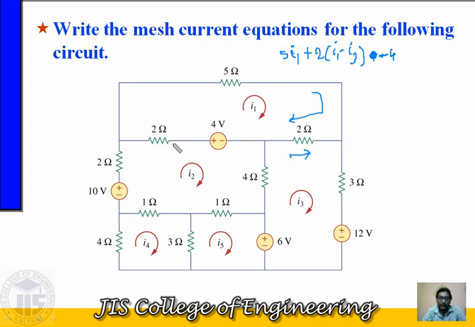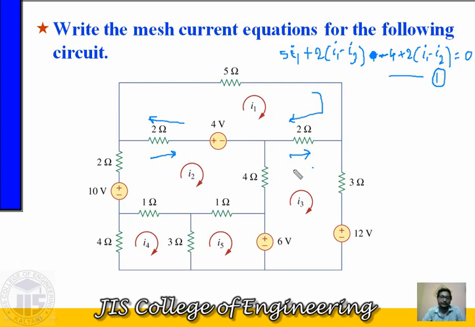Then we are going to this 2 ohm resistance, where I1 current is right to left direction and I2 current is in this direction because of clockwise direction. So here it will be plus 2 into I1 minus I2 equals 0, because after that no more elements are there, and after this 2 ohm resistance we will get back to its starting position. So this we can write as our equation number 1.